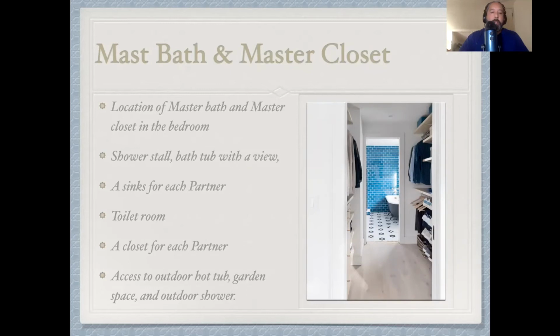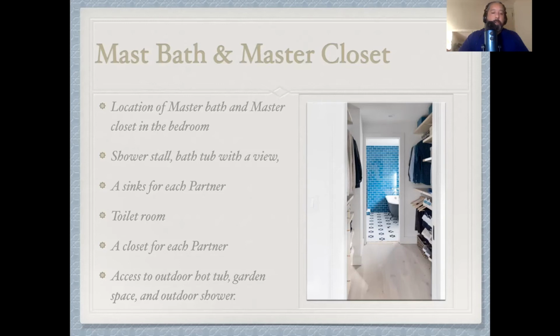Ideally, you would have a shower stall and a bathtub with a view. You would have a sink for each partner or each person that's utilizing the master bedroom. You would ideally have a toilet room so that you can have privacy when you're using the toilet, with its own separate little sink inside, or a sink that's near outside the toilet closet.